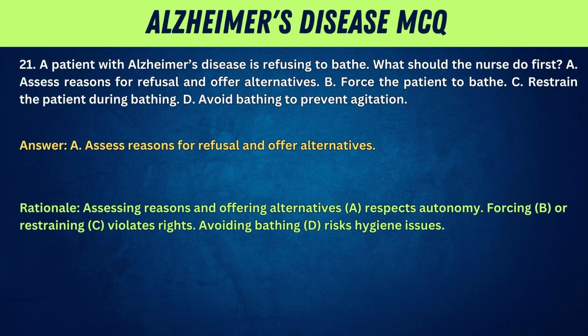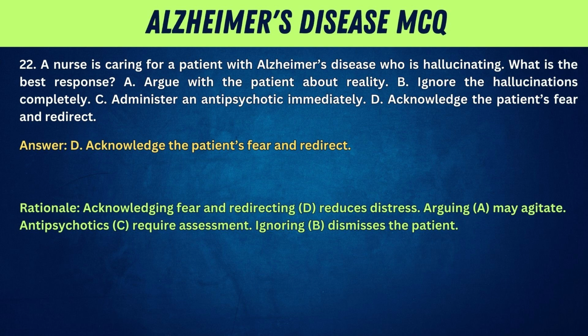Rationale. Assessing reasons and offering alternatives, A, respects autonomy. Forcing, B, or restraining, C, violates rights. Avoiding bathing, D, risks hygiene issues.